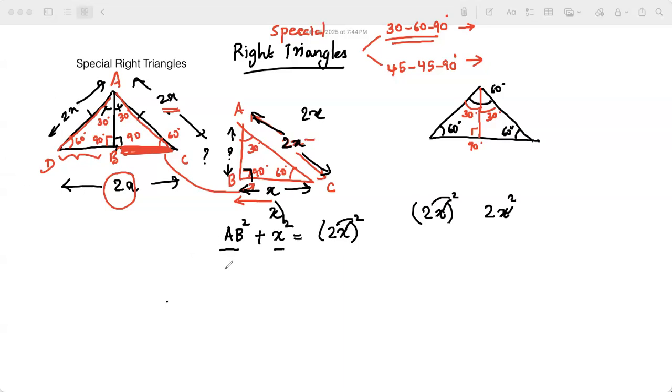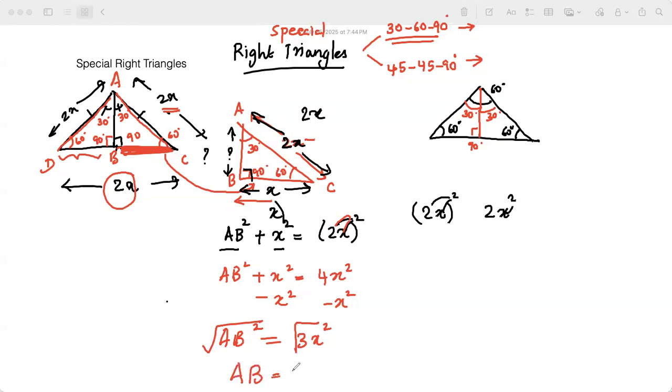Okay. So here, guys, AB square plus x square equals 4x square. Why? 2 is squared, x is squared. So now subtract x square on both sides. AB square equals 3x square. Take square root on both sides. Shreya, are you following, ma? AB equals square root of 3 times x. Any questions? Hmm? Guys?